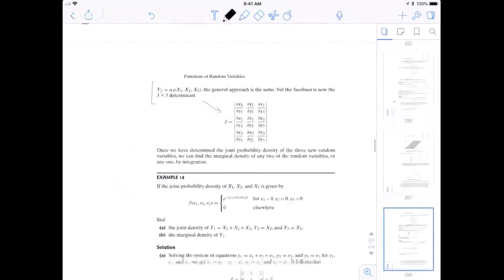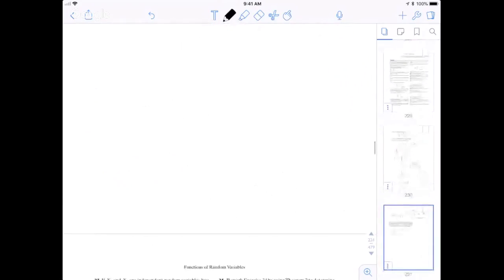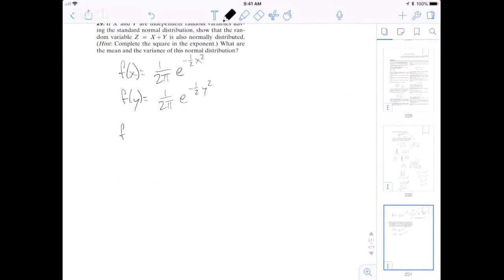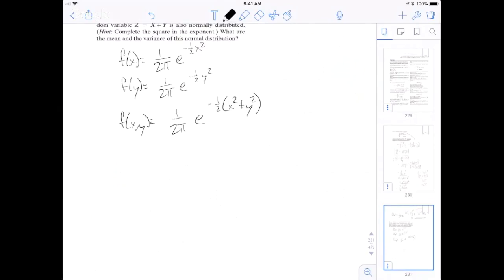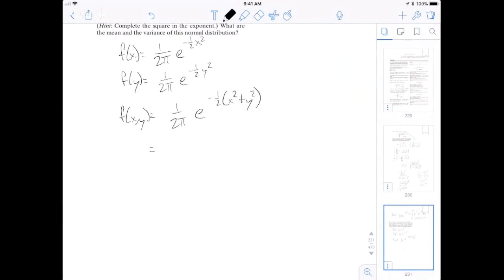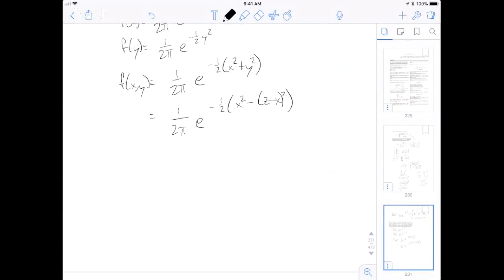For the joint distribution, did you get something that looks like f of xy is 1 over 2 pi e to the negative 1/2, and then x squared plus y squared? Yes, and then that's when I used their hint and completed the square. Okay, good deal. So that's 1 over 2 pi e to the negative 1/2 times x squared minus z minus x quantity squared. Okay, all right, and then we can plug that in.